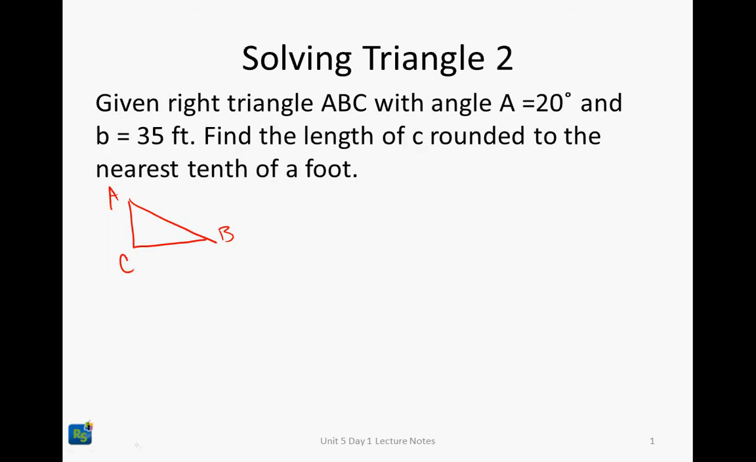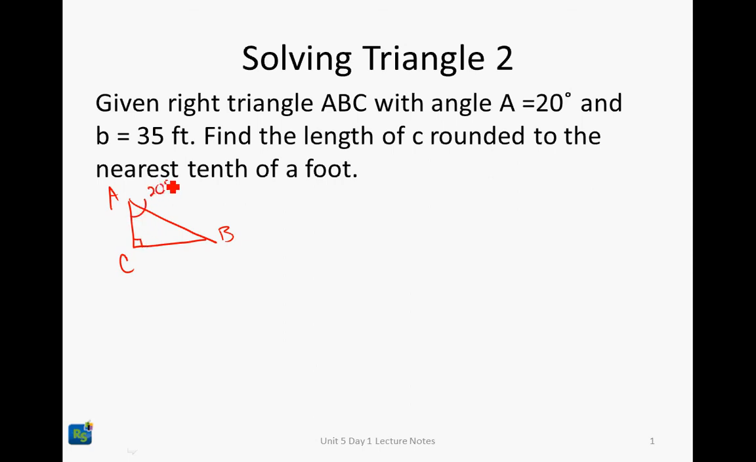Okay, this one is for you to do. I've already drawn the right triangle. You need to label what you've been given and find the length of C. Go ahead and pause this presentation. Okay, I assume you're back now because you finished it.